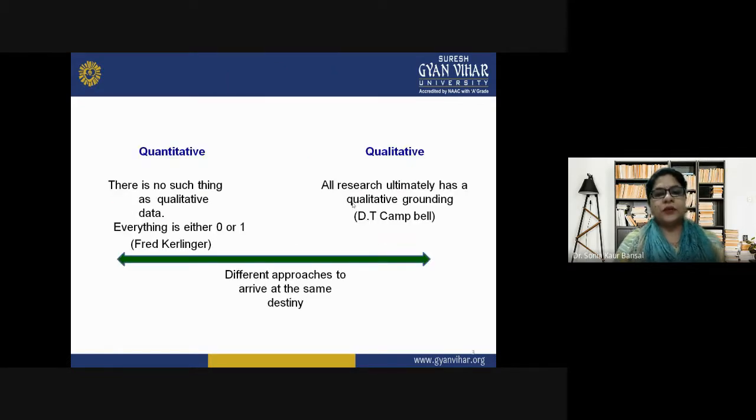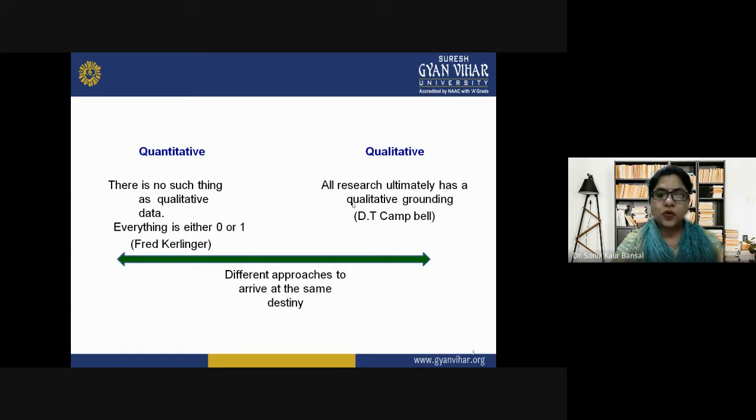So just have a look at how quantitative and qualitative data are viewed. In quantitative data, there is no such thing as qualitative data. Everything is either 0 or 1, in quantity, where we are actually telling how much is the number. From 0 to 1, everything is there, according to Fred Kerlinger. And according to D.T. Campbell, all research ultimately has a qualitative grounding. So all research, dealing with qualitative grounding, is dealing with the qualitative type. These are different approaches to arrive at the same destination.